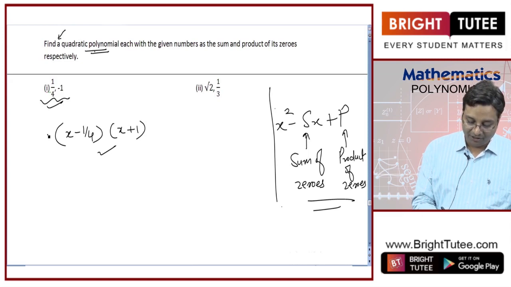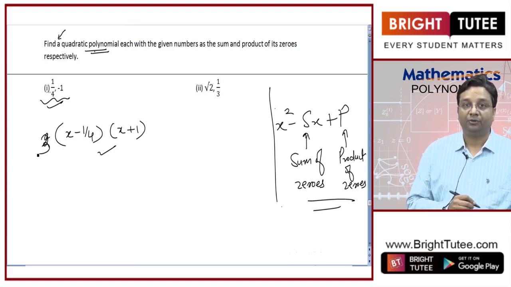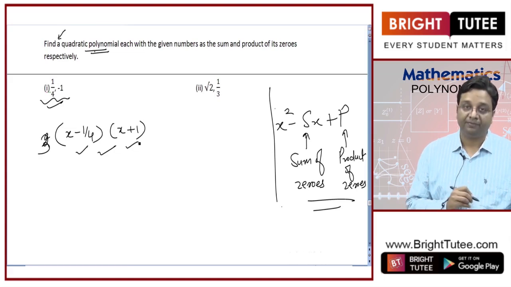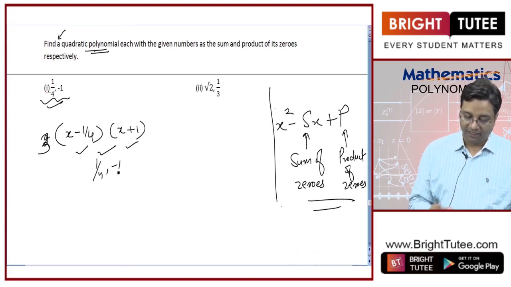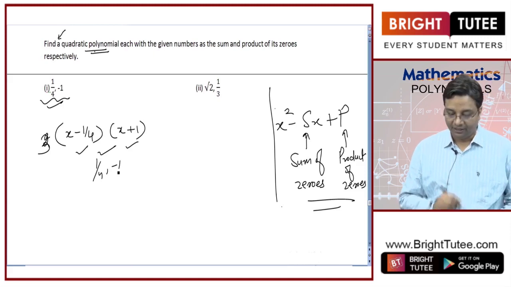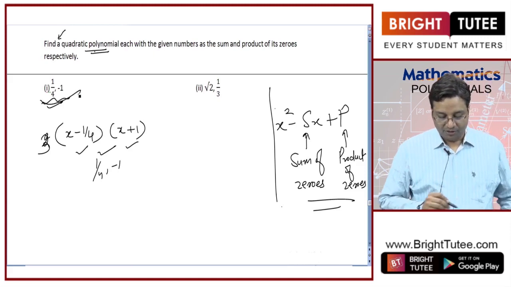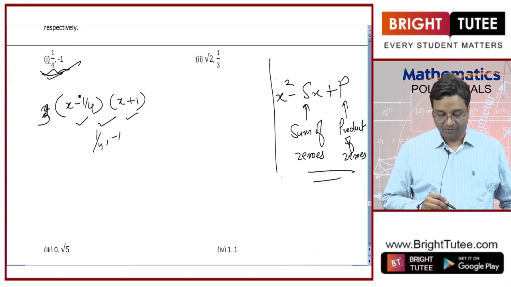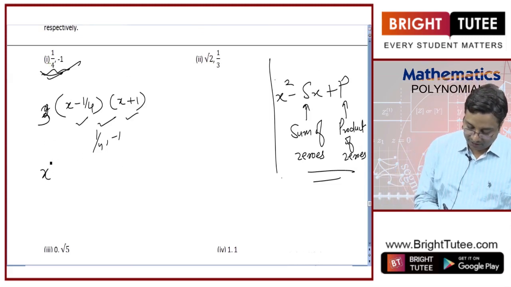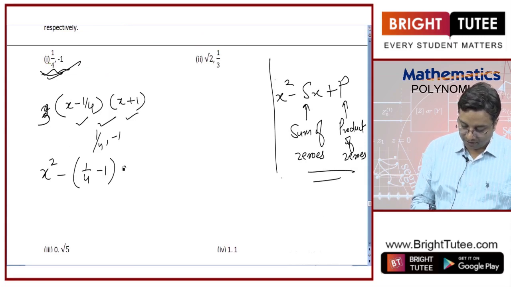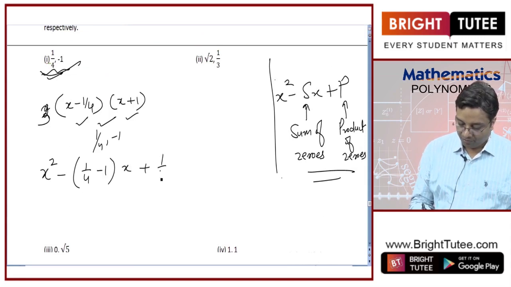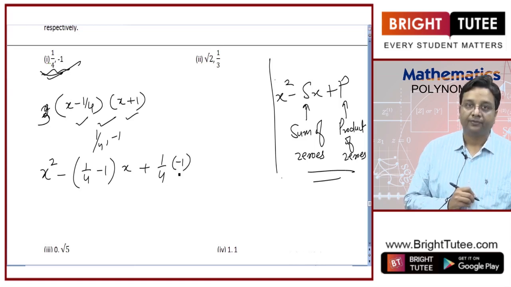Now if I multiply it with some constant a, it will be another polynomial. I keep changing the value of a, this will be another polynomial. If I make it 3, this will be another polynomial where zeros are same, 1 by 4 and minus 1, right. So with these zeros, one of the polynomials will be equal to x square minus sum into x plus product, right.